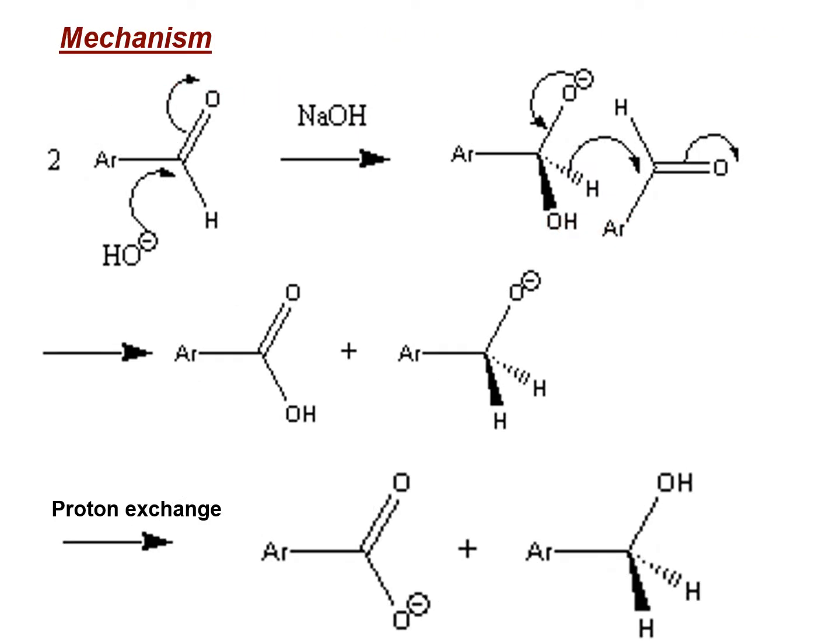As we said, the mechanism starts with an attack of the hydroxyl group on the carbonyl, followed by breaking the double bond between the carbon and the oxygen. The double bond reforms, throwing a hydride that will attack another molecule of the aldehyde, giving the acid and the alcohol in the form of a salt. It's preferable that the acid would be in the form of the salt rather than the alcohol, so a proton exchange takes place, giving the salt of the acid and the free alcohol.